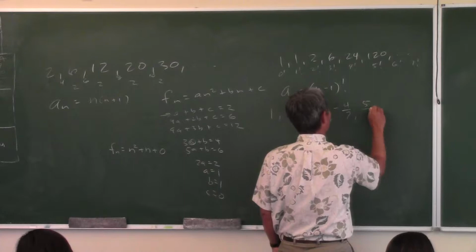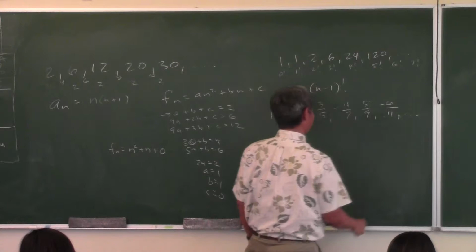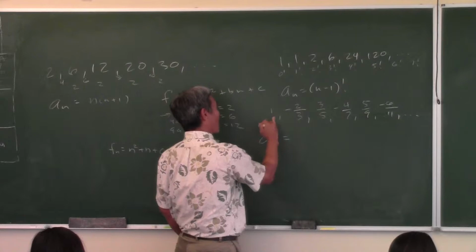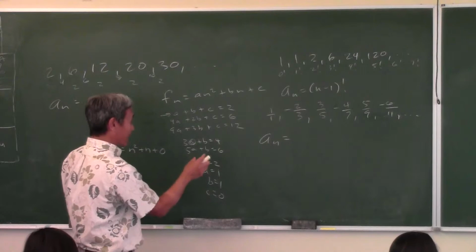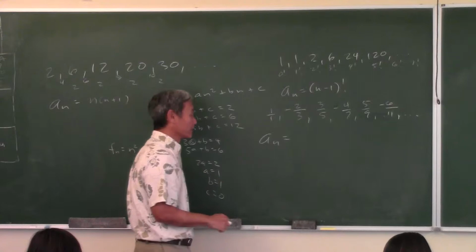5 ninths, negative. Oh wait, it's just increasing by 1 at the top. And what you probably want to do is make the first term 1 over 1, so you can see the pattern. The first thing: it's going positive, negative. We call this an alternating sequence. You guys remember how to make it alternate? It's either negative 1 to the n or negative 1 to the n plus 1.